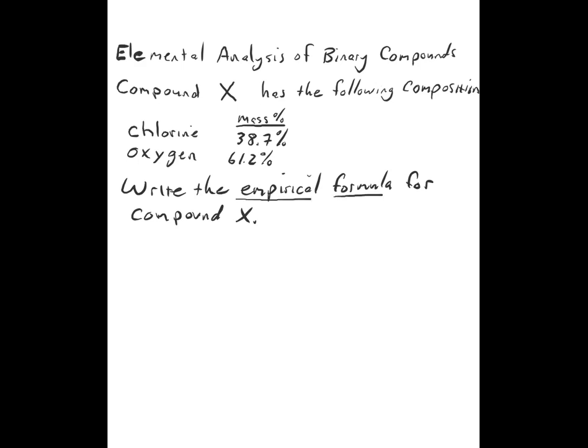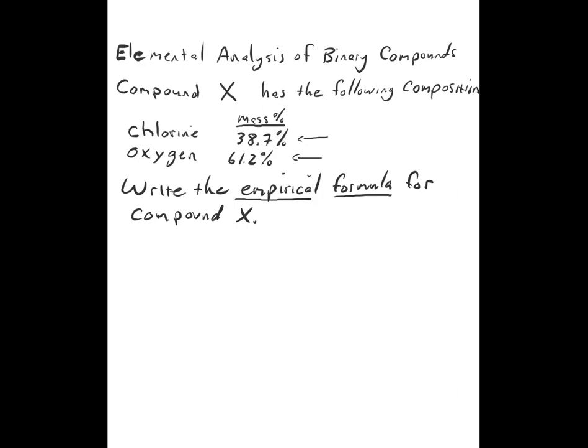I want to point out, if you are given mass percent of the elements in the problem and you're not given any other information, then what you're calculating is called the empirical formula. I'll talk a little more about what that means after we do this calculation. But if you're given just the mass percent, that's what you're going to calculate: the empirical formula. Okay, so here's how you go about it.